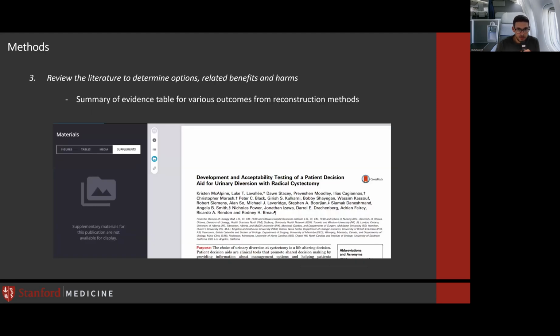They together reviewed the literature to determine options, related benefits and harms. This is not totally clear in the paper, I'll be honest. They say that there's a summary of evidence table available for the various outcomes from reconstruction methods, but it's supposed to be supplementary appendix A, and I swear there isn't one anywhere on the Journal of Urology website. It says somewhere you have to contact the authors for this. So that's kind of a bummer.